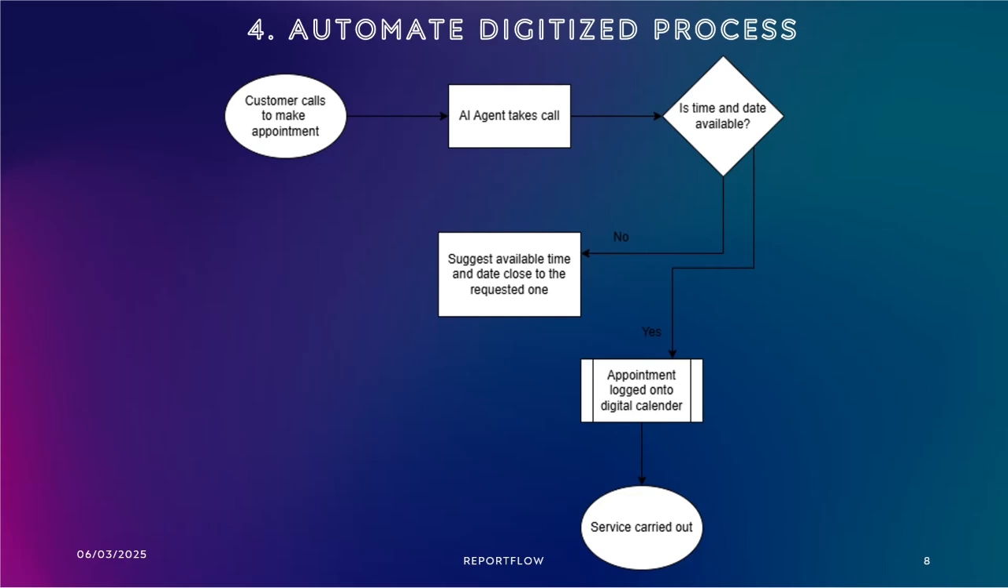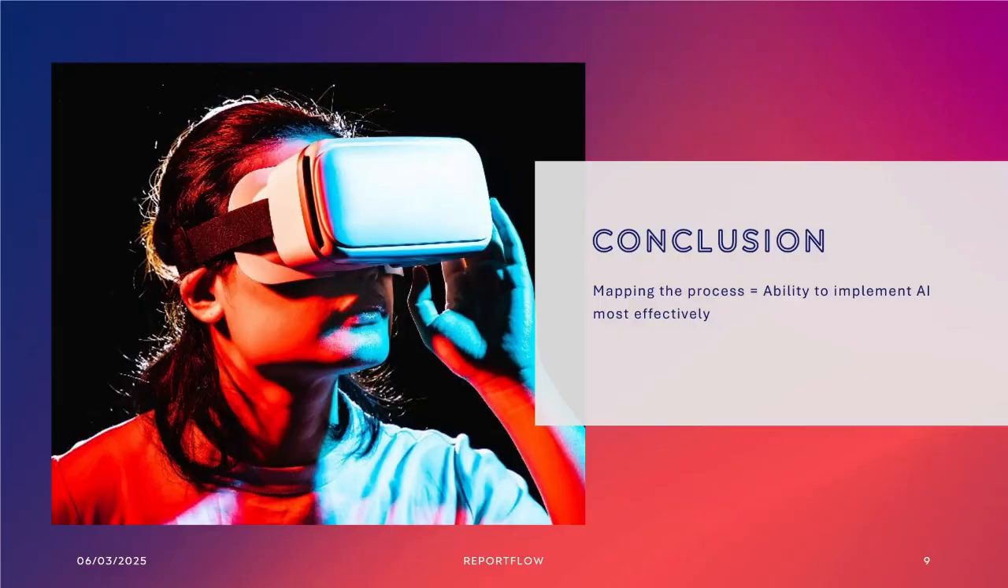Here now is where you could get a return for the implementation of your AI agent. Here is where you could see the value of implementing AI in your business, rather than getting a piece of AI software and trying to implement it while still using a manual calendar or a manual step in the process. So in conclusion, mapping out the process will equal the ability to implement AI most effectively. You map, see where you could optimize, see where you could digitize, and then take it to the next step of adding and implementing AI.